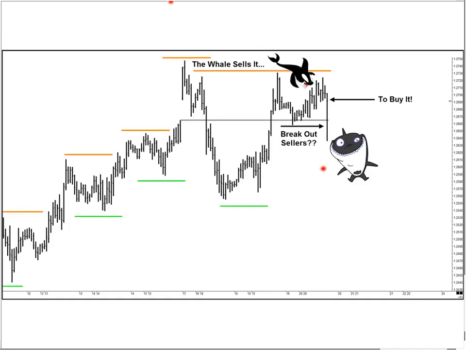So here we are. The whale sells it. What do we get? We get breakout sellers. The whale eats, the whale sells it to buy it. So Gina had exactly right. So I think it was Sean. It's the range. Look, what do we get? We're right in the center of the range. The whale sold it, kind of a spoof bar. We break through, we close up here.